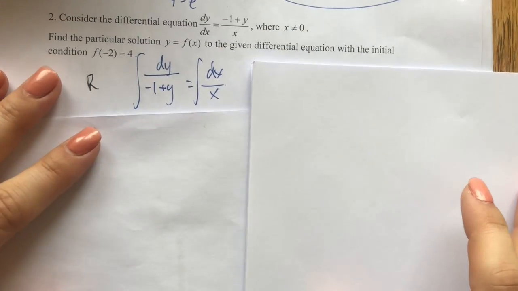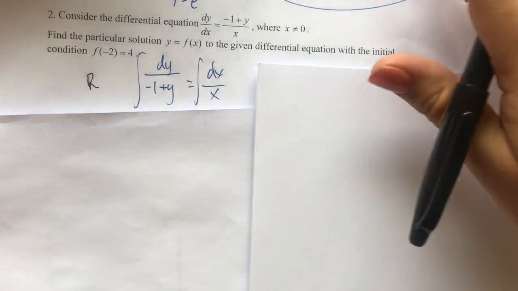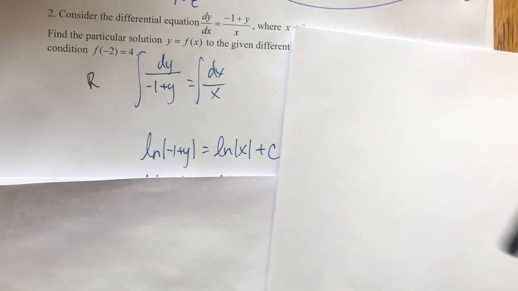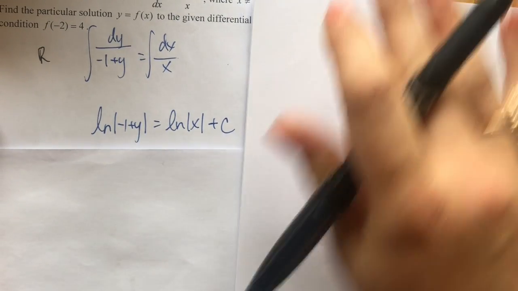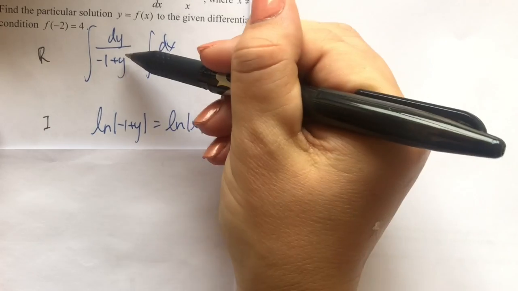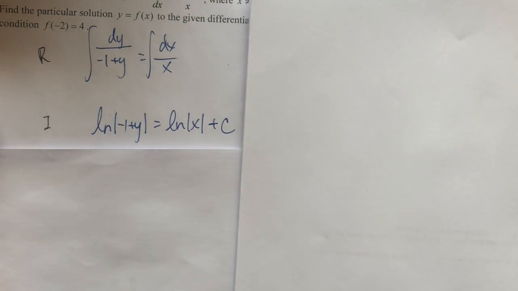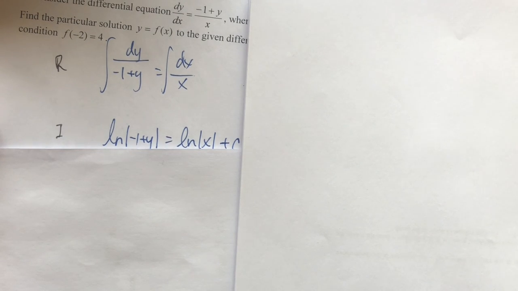Now integrate both sides. Okay, that's what you get when you integrate both sides. Again, the degree of this is 1, so it's an ln, and the degree of this is 1, so it's ln, right?